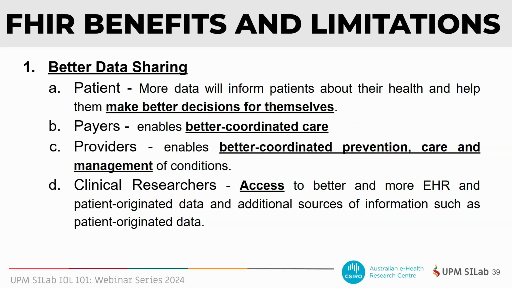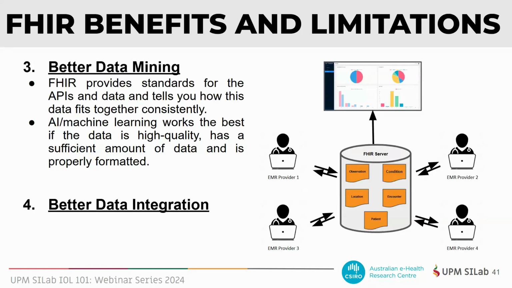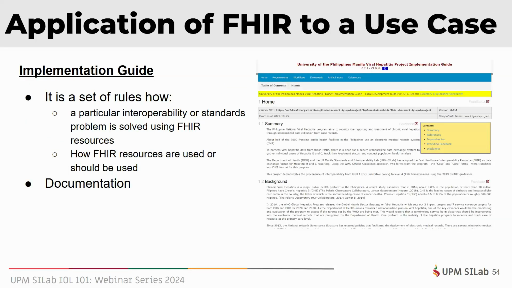FHIR will provide better data sharing. From the patient perspective, more data will inform patients about their health and help them make better decisions for themselves. FHIR improves data integrity, accuracy, and consistency, and reduces redundancy by standardizing data structures, enforcing validation, and enabling secure and real-time data exchange. For better data mining, data science refers to how data is automatically mined for insights. FHIR can make integrations more streamlined, with reduced costs and improved efficiencies. So what is an implementation guide? It's a set of rules on how a particular interoperability or standards problem is solved through the use of FHIR resources.